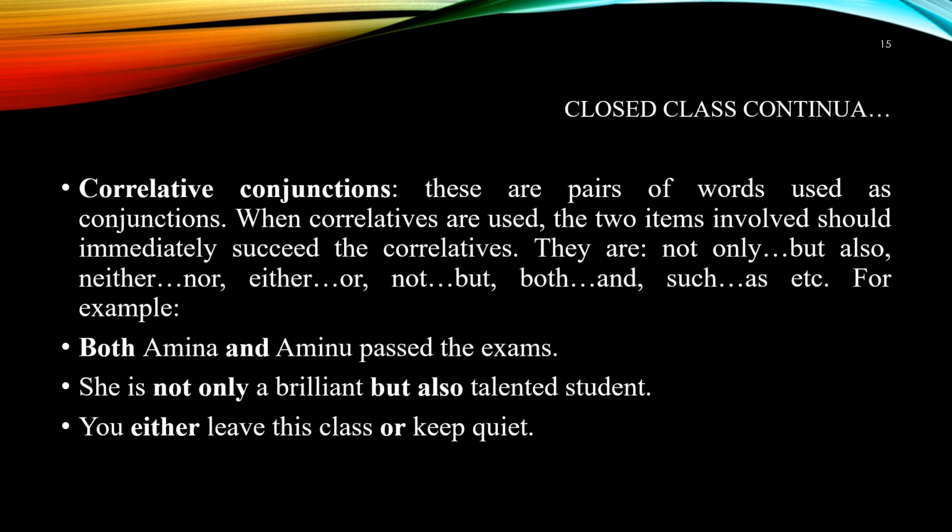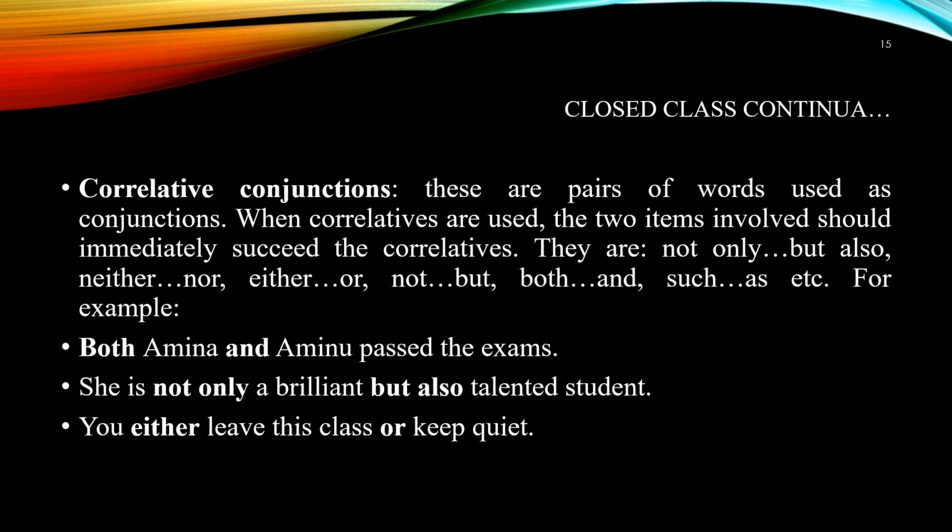Then we also have correlative conjunctions. These are pairs of words used as conjunctions. They always appear together. When correlative conjunctions are used, the two items involved should immediately follow the correlatives. Examples of correlatives are not only but also, neither nor, either or, not but, both and, and such. You can see they usually appear in the same sentence. They co-occur with each other in a sentence.